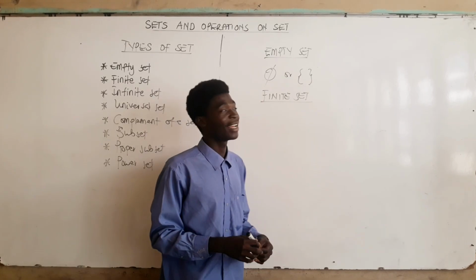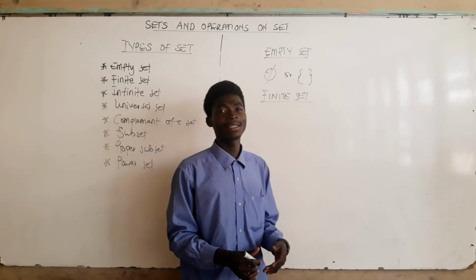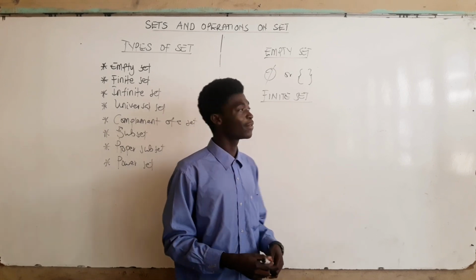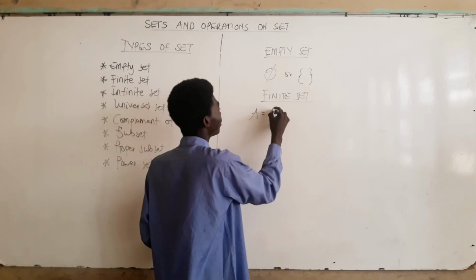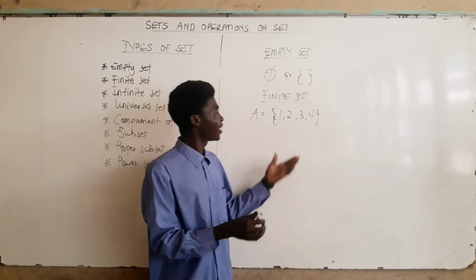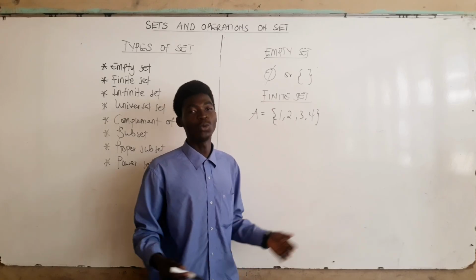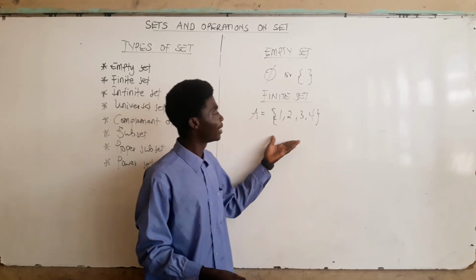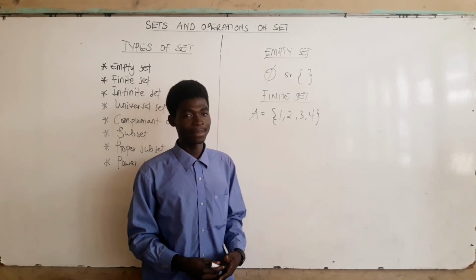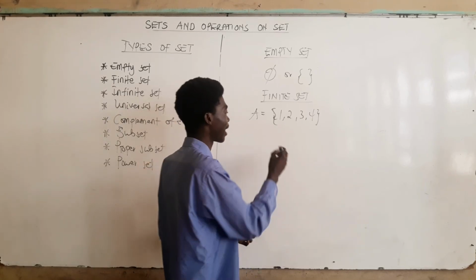Please, I hope you are following. It is very simple. So let's move on to the finite set. The finite set is a set that contains definite elements. For example, set A. As you can see, it contains definite elements. When you talk about definite elements, the last number of the set is known. So we can see from this set that 4 is the last element of set A, and that is a finite set. I hope it is clear. Now let's move on to the third one, which is the infinite set.